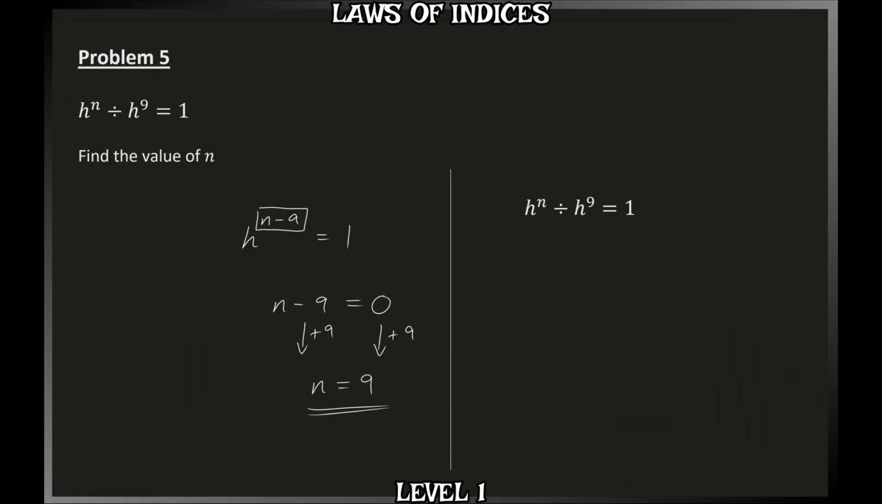It's also worth mentioning that we could have solved this problem by inspection. What I mean by this is that on the left-hand side of the equation, we can see that we're dividing two things, and the result is 1. This means that on the left, we must be dividing something by itself to give the answer 1. So the left must be h to the power of 9 divided by h to the power of 9, which gives us 1. If we now compare the two, we can see that n must be equal to 9.